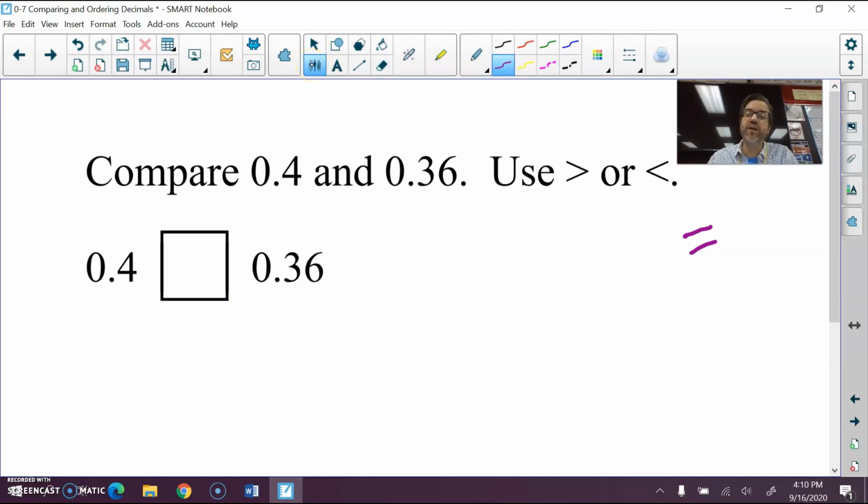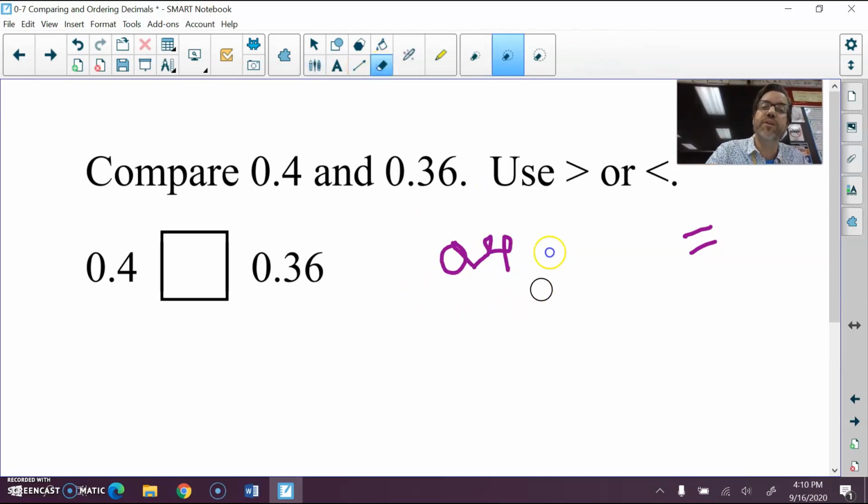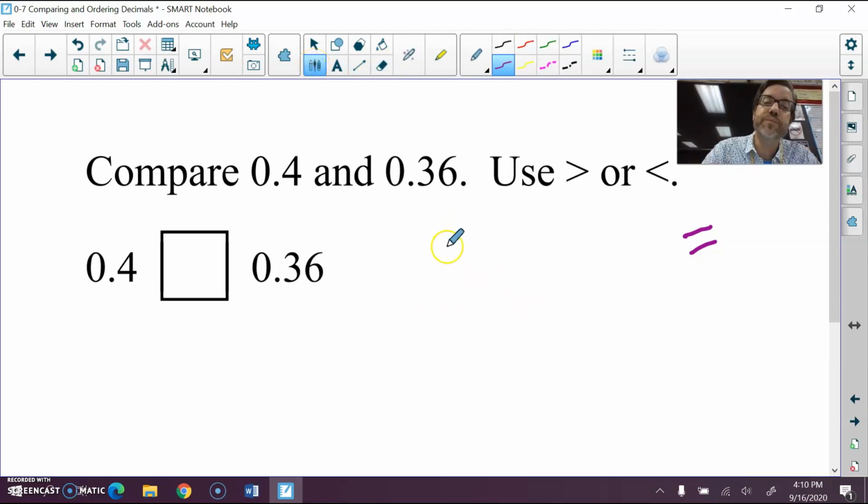If I want to compare these, what I need to do is rewrite them and line them up. 0.4, I'll just write that down here. Could I have written that any more sloppily? Probably not. So I'm going to get rid of that and rewrite it here. See if I can do a little better this time.